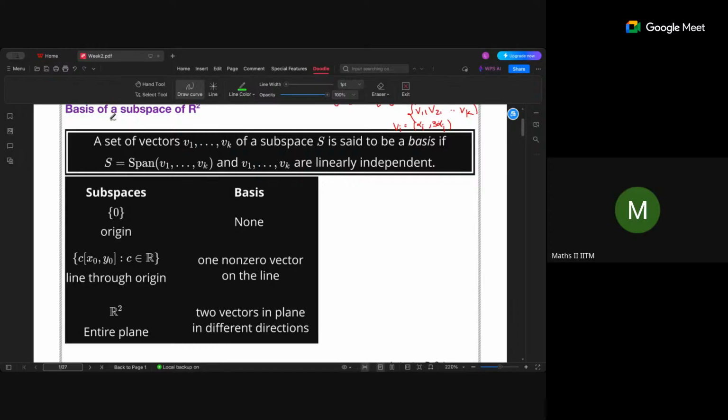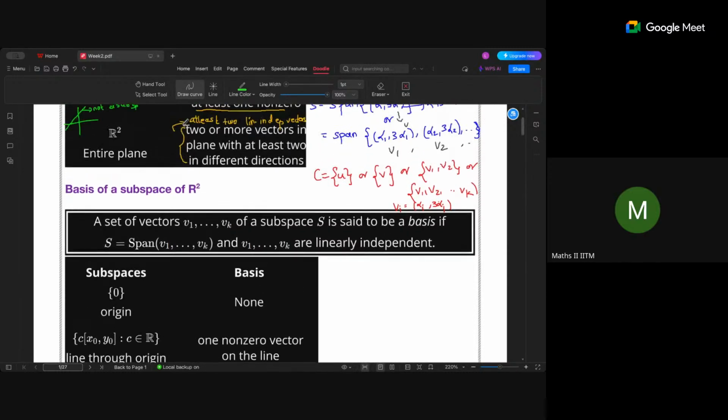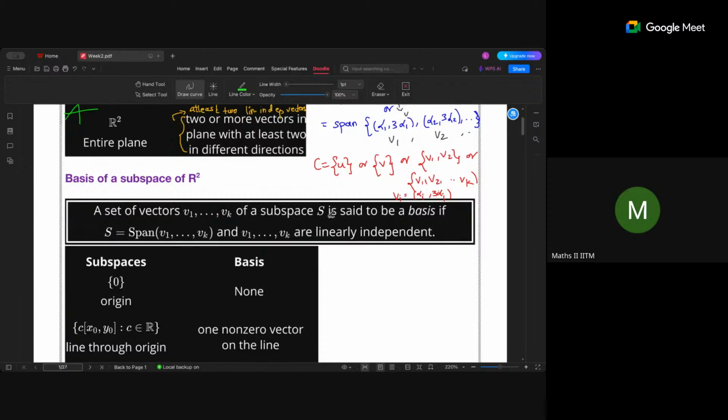Linear structures. Okay, so what is the basis of a subspace of R2? For a basis we need two things. A set of vectors is called a basis if, first of all, the set forms a spanning set and the vectors there are linearly independent. So you have a given set of vectors, let us call it C. If this C is both a spanning set of S and linearly independent, then we say that C is a basis for S.